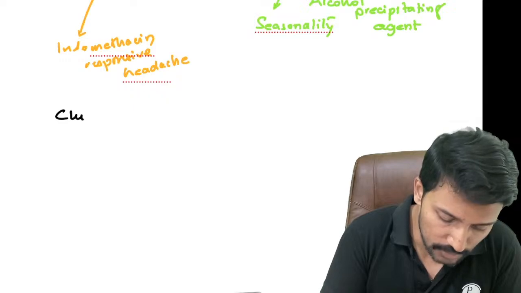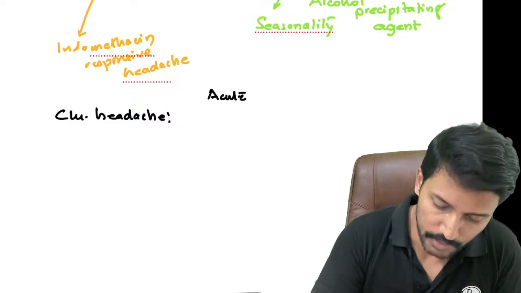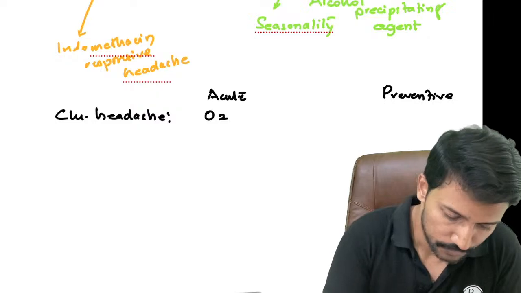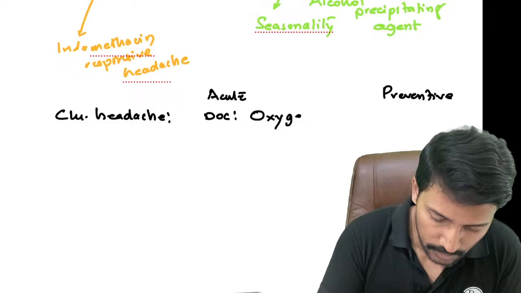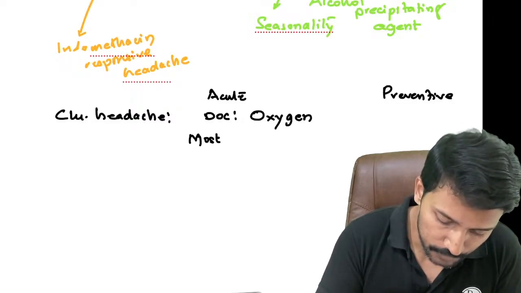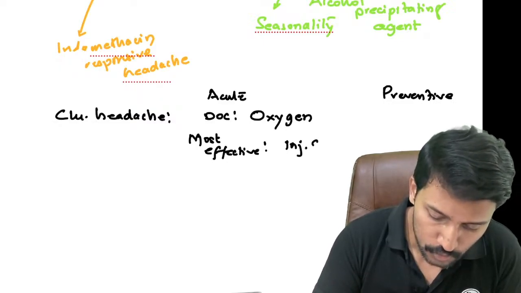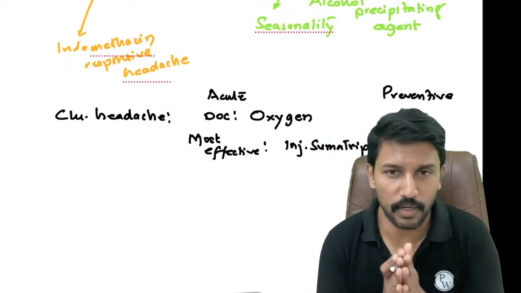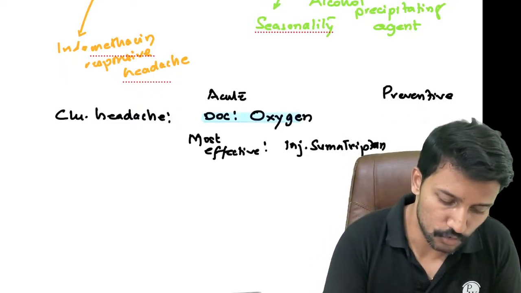So when we talk about cluster headache, for acute treatment, the drug of choice is going to be oxygen. Drug of choice for treatment of cluster headache is going to be oxygen. But most effective treatment, more effective than oxygen is going to be the injection sumatriptan, or injectable triptans is the most effective treatment. But because there are side effects of vascular issues, we do not use sumatriptan. We still stick to using the oxygen. That continues to be the drug of choice.